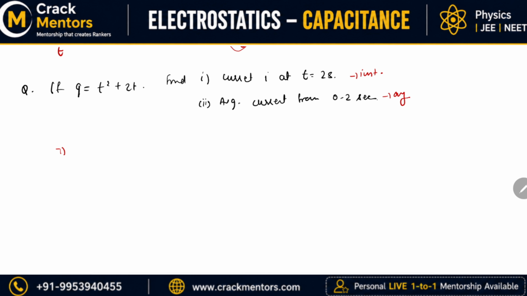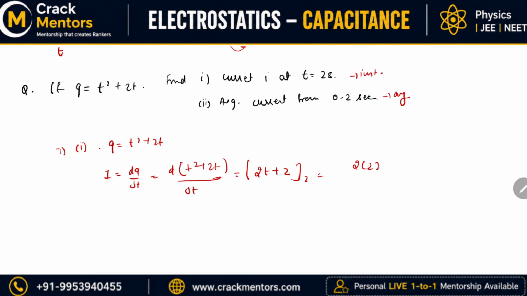Okay, let's start solving it. If I talk about the first portion, that is instantaneous current, q is given as t square plus 2t. So the instantaneous current is dq by dt, that is d of t square plus 2t upon dt, which is equal to 2t plus 2. At t is equal to 2 seconds, put the value 2 into 2 plus 2, that is equal to 6 ampere. So at the moment of 2 seconds, the current is 6 ampere.